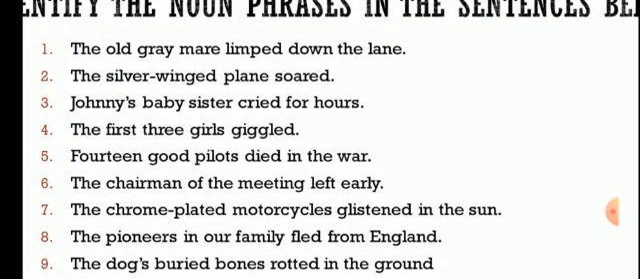Now for example, I'll say a sentence. It limped down the lane. See the first sentence I'm showing here on the screen. It limped down the lane. Instead of using the old gray mare, I'm using it, right?